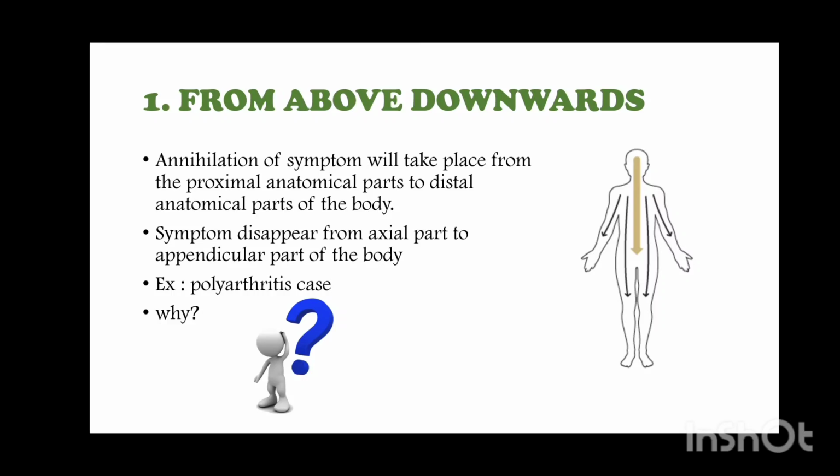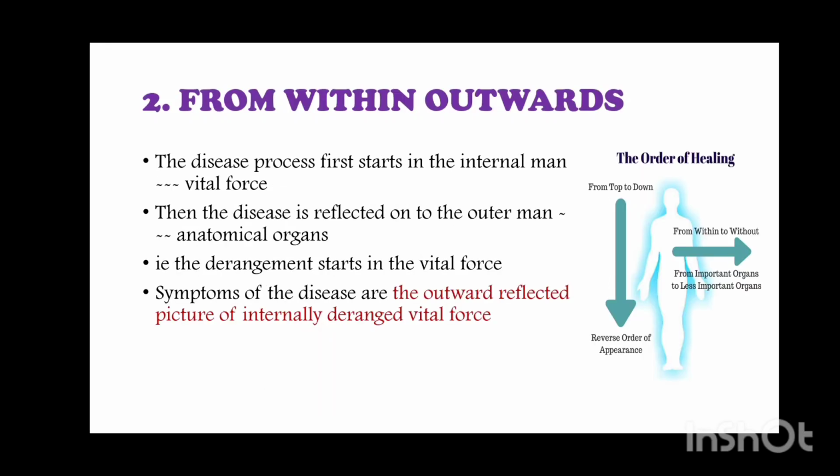The example given here is a polyarthritis case. Polyarthritis means arthritis of the numerous joints of the body. When given proper treatment, the cure of polyarthritis takes place in a way that the parts or joints which are proximal will get cured first compared to the distal parts of the body. Moving to the second part, the cure takes place from within to outwards.